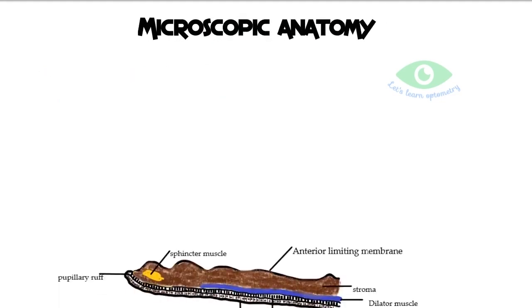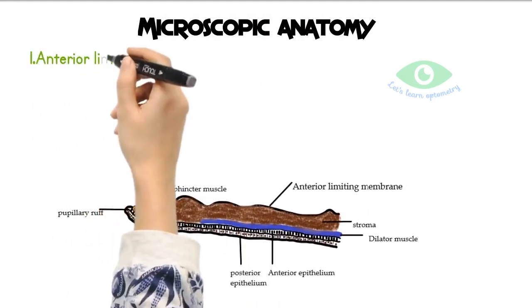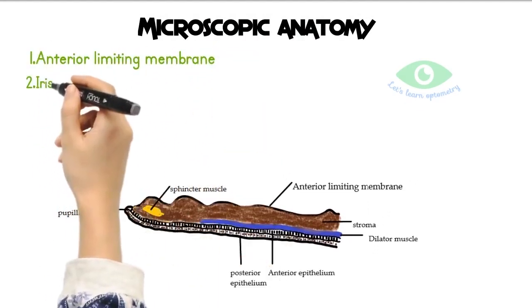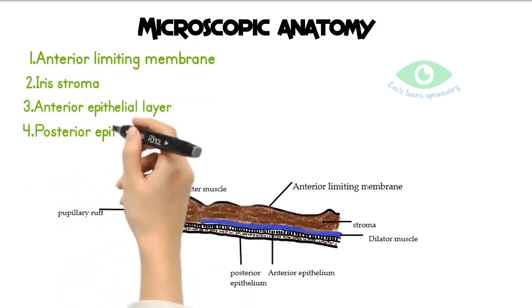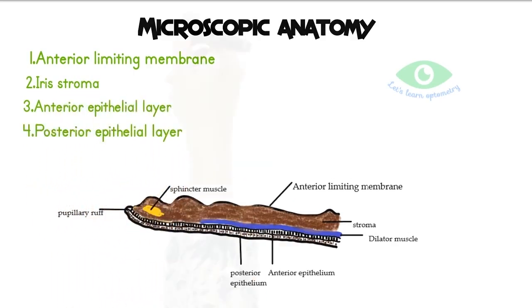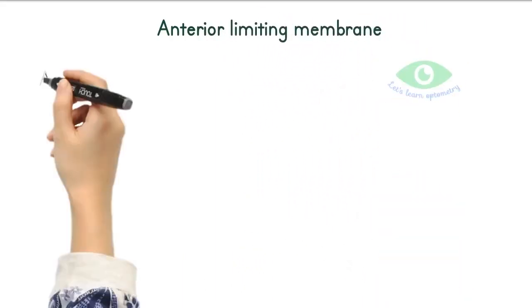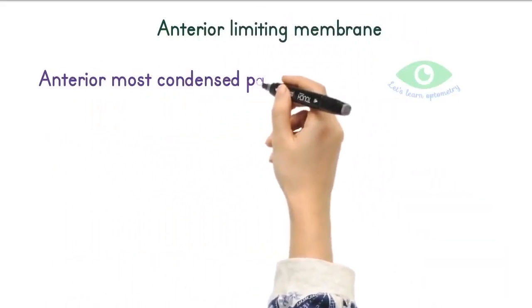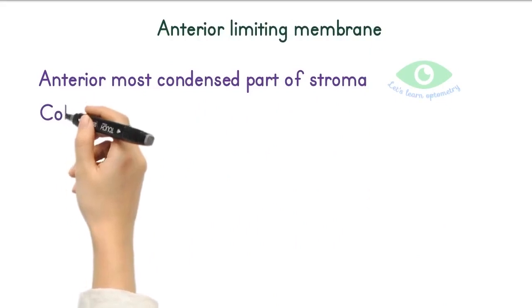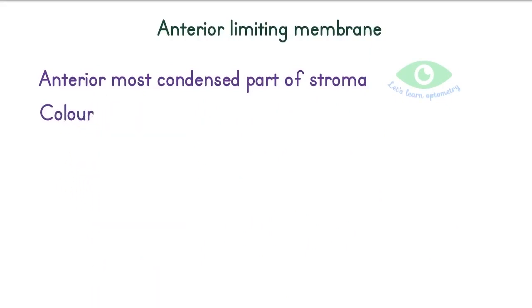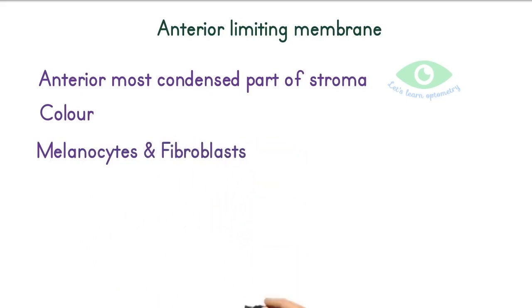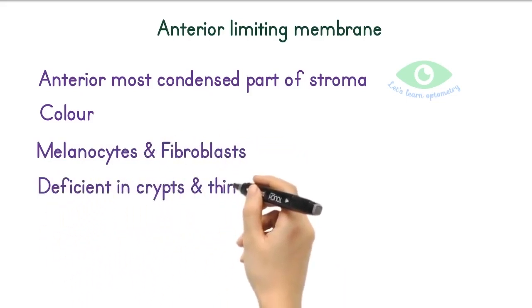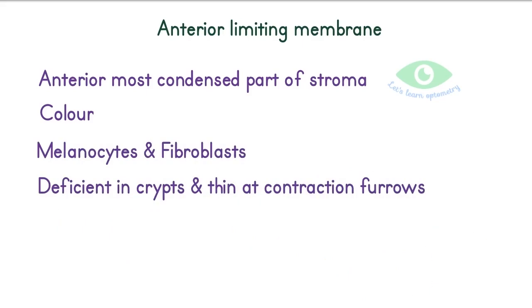Microscopic anatomy. We can divide the iris into 4 layers: the anterior limiting membrane, iris stroma, anterior epithelial layer, and posterior epithelial layer. Anterior limiting membrane. It is the anterior-most condensed part of the iris stroma. The color of the iris also depends upon this layer. It has melanocytes and fibroblasts. This layer is deficient in the area of crypts and contraction furrows.